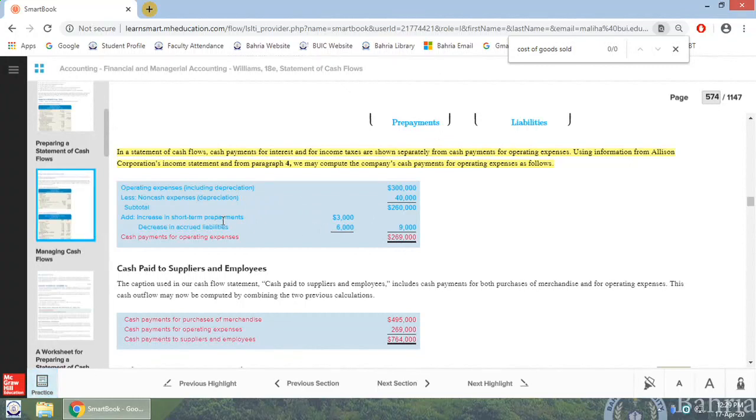An increase in short-term prepayments. Obviously, that's going to increase the expense payment. And decrease in accrued liabilities. You're just making payments, so that will be added up. And then just overall, you just get the net position of cash payments for operating activities.